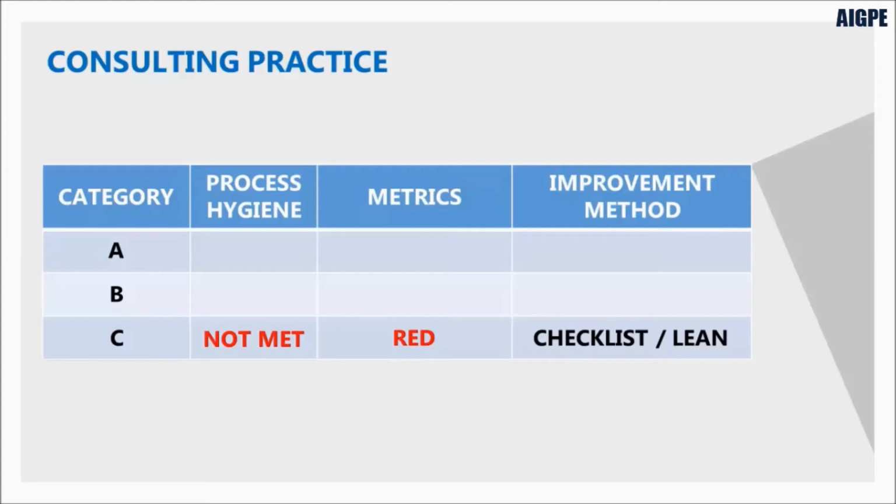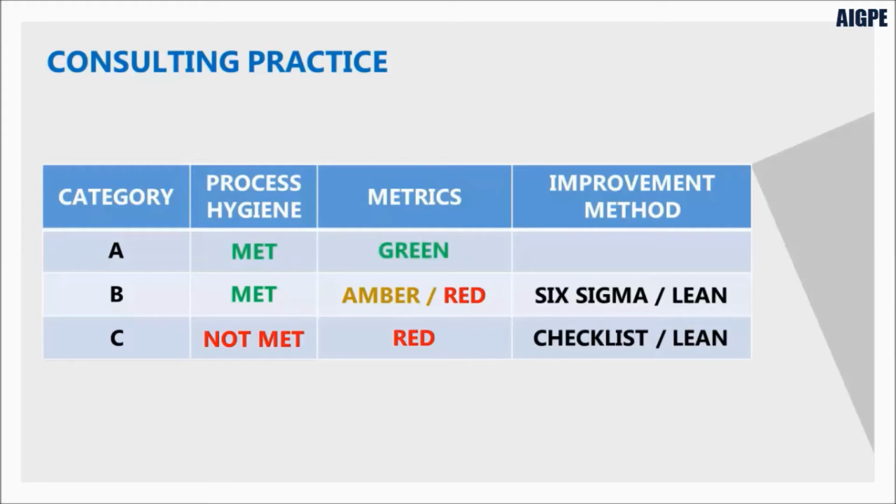Category B processes are those where process hygiene is met and metrics may or may not be met. They are either amber or red. We can deploy Six Sigma and lean in these processes. Category A processes are those where process hygiene is met and metrics are green. To improve these processes further, for incremental improvements, we can deploy Six Sigma in this category too.